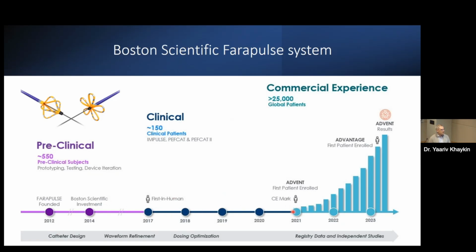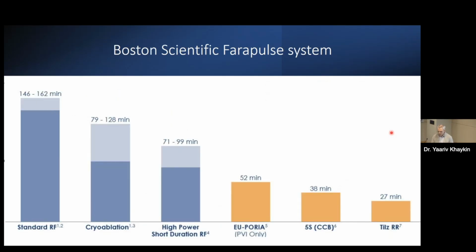This is the timeline of the studies and the number of patients enrolled in these studies over time. And the commercial experience with the system in Europe, this is the first system that went live in Europe several years ago. At this point, it's over 120,000 patients.